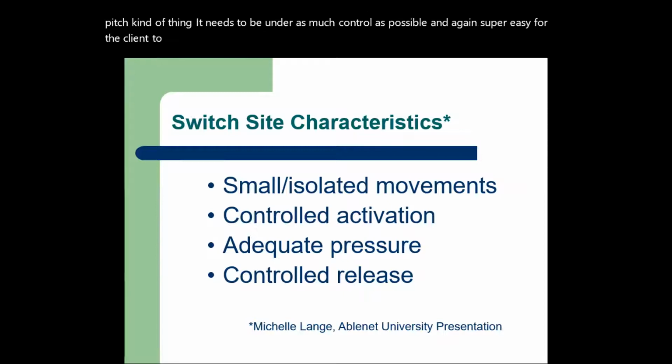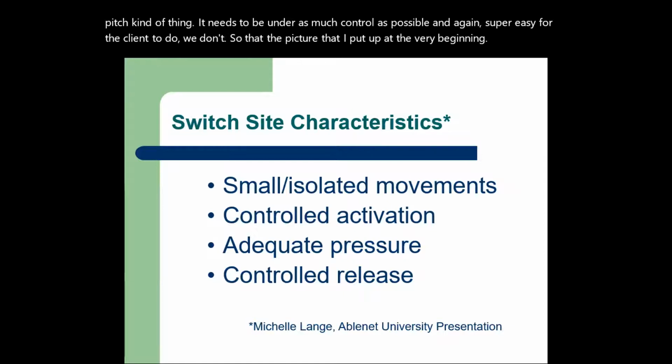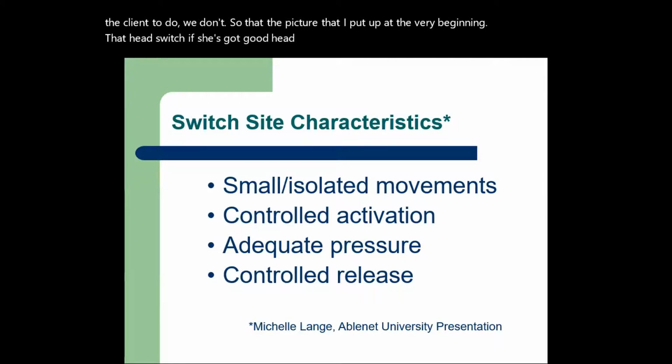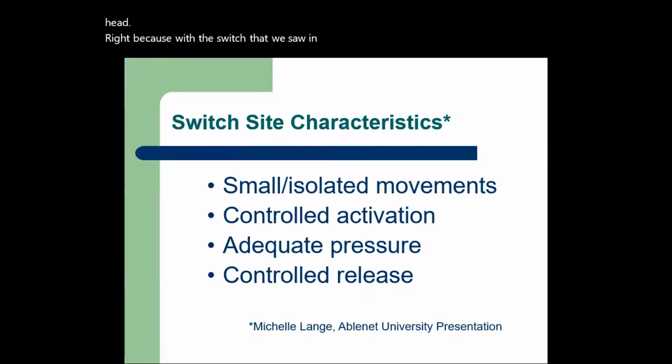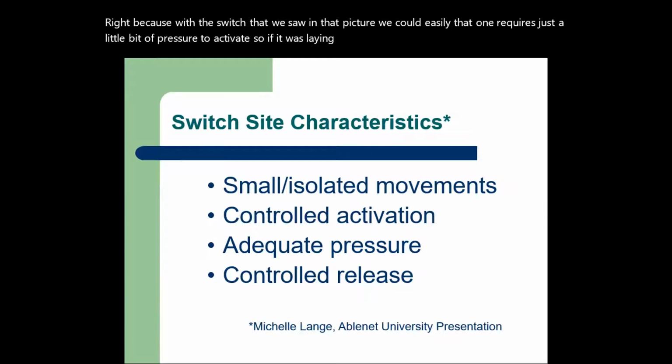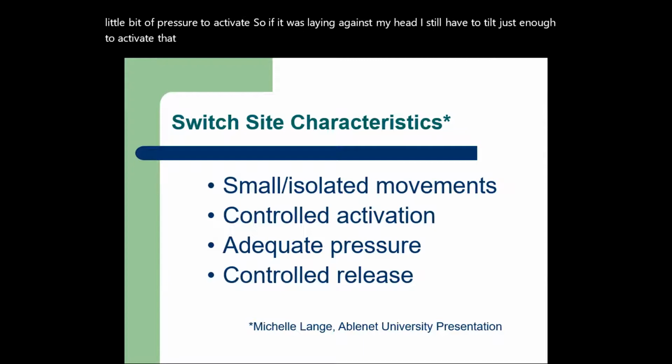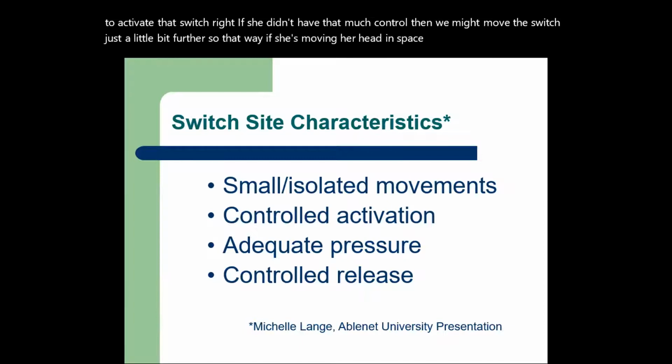So the picture that I put up at the very beginning, that head switch, if she's got good head control, I want that head switch almost touching her head, right? Because the switch that we saw in that picture requires just a little bit of pressure to activate. So if I was laying against my head, I still have to tilt just enough to activate that switch, right? If she didn't have that much control, then we might move the switch just a little bit further. That way, if she's moving her head in space, she's not activating the switch by accident.